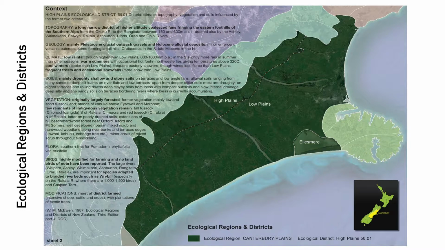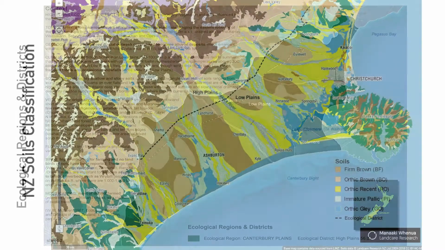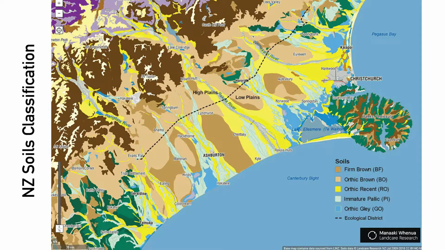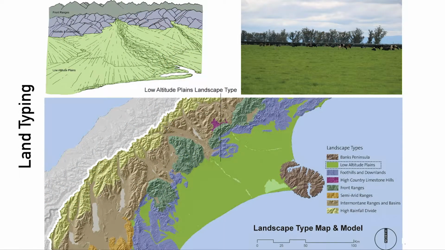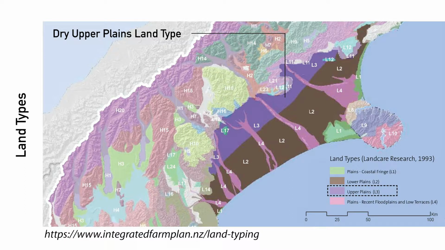Looking into Canterbury plains, we can see there's a high plains and low plains band from the districts, and these are the soils and the well-drained plains. Well-drained, yes. The land typing shows it. See the bright green, that's the low altitude plains landscape type, the broad scale, and then down to the low plains and high plains within that.